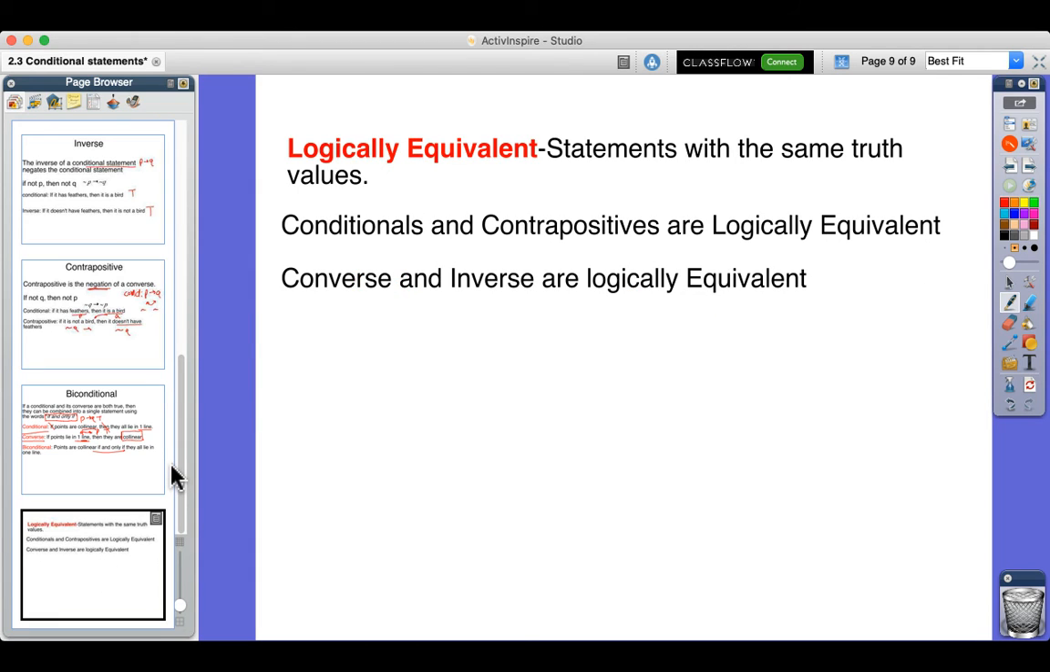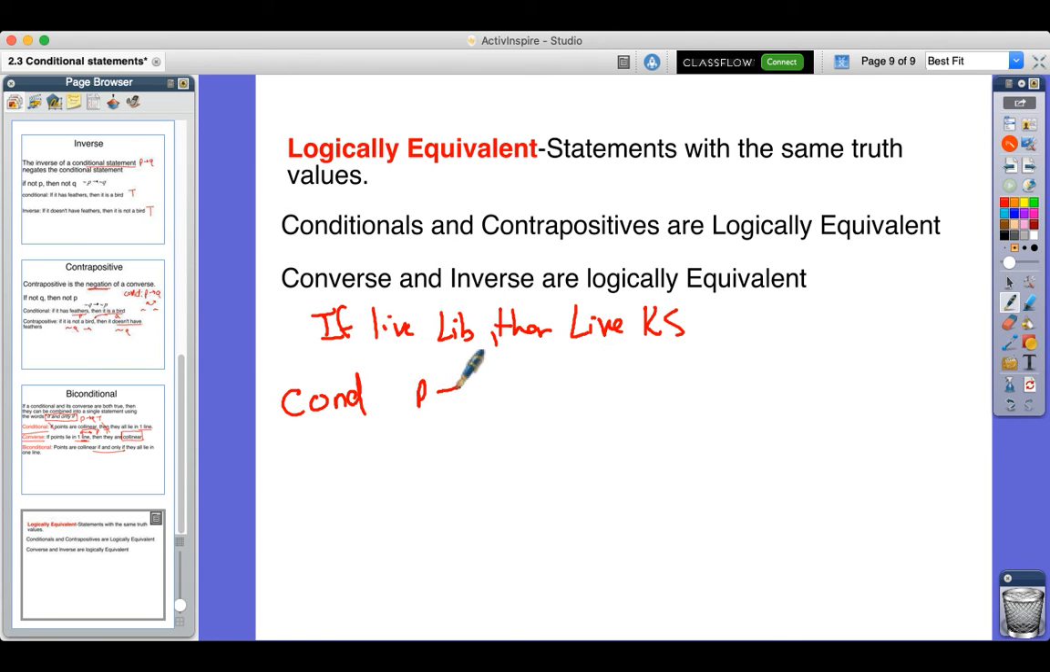Now, the last thing right here is logically equivalent statements. When making a truth table, for example, let's go with Liberal. If you live in Liberal, then you live in Kansas. We're going to take this statement and make a truth table for it. So we're going to do our conditional statement, our original, P implies Q. If you live in Liberal, then you live in Kansas, that is true.